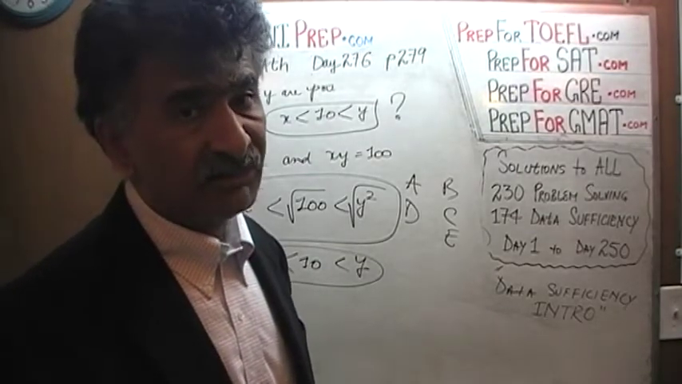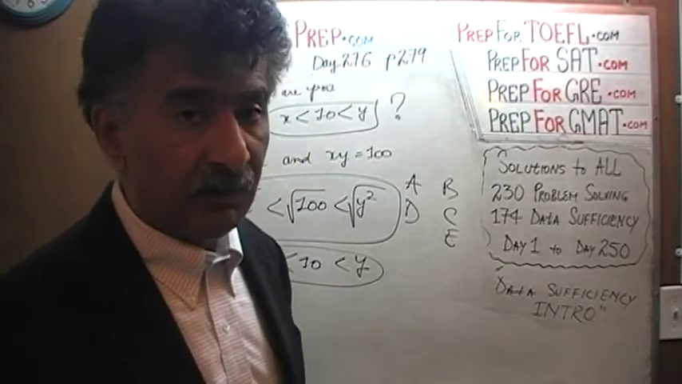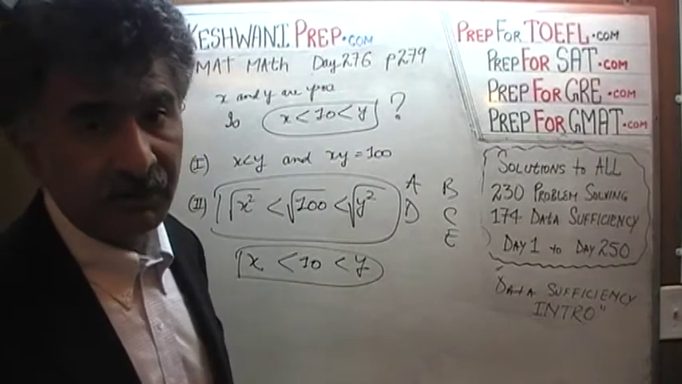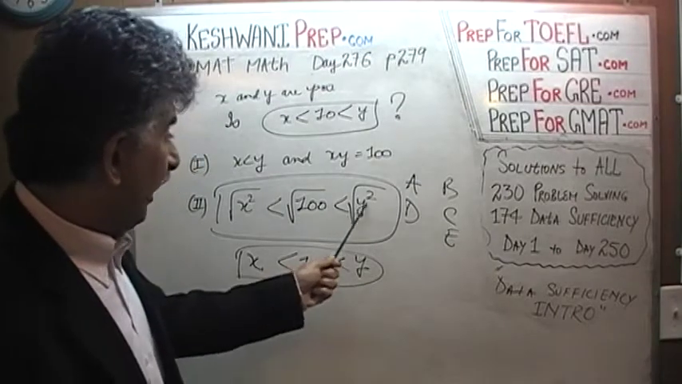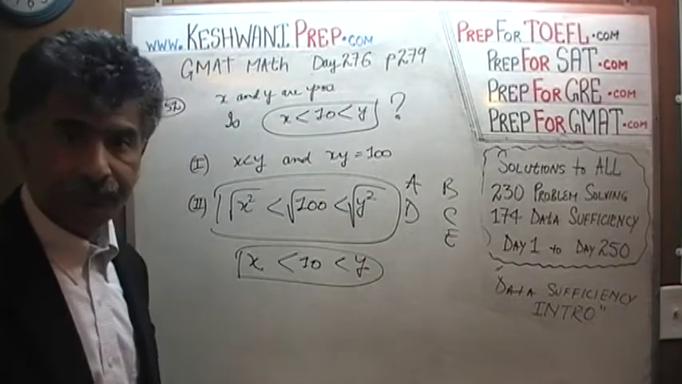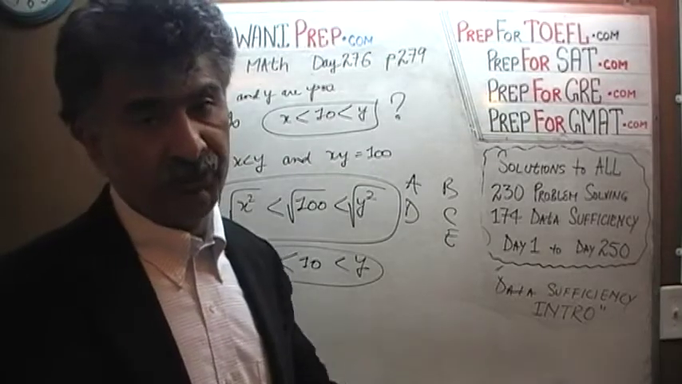It's a very easy, one-step process. As a matter of fact, we don't even have to pick up the pen. Just look at it and you will see that if x squared is less than 100, then x would have to be less than 10. And if y squared is more than 100, then y would have to be more than 10. It's right there.